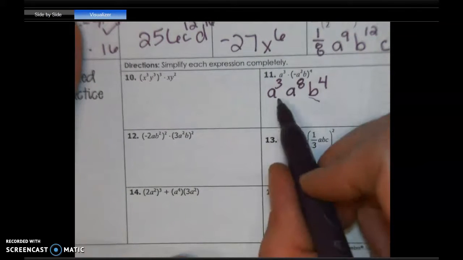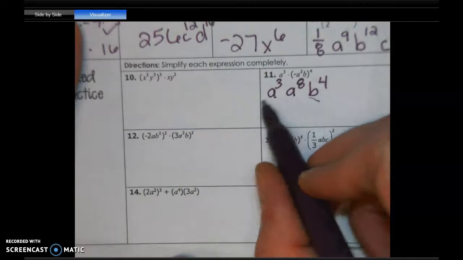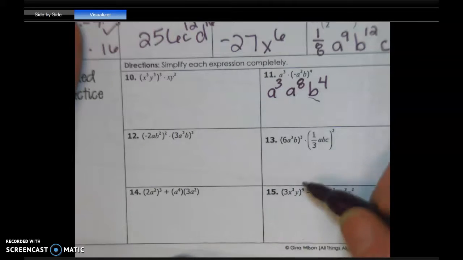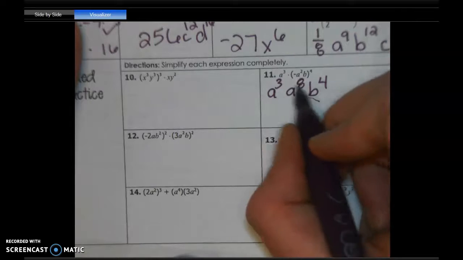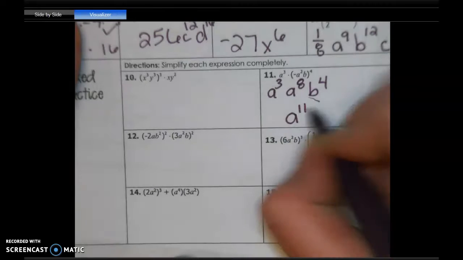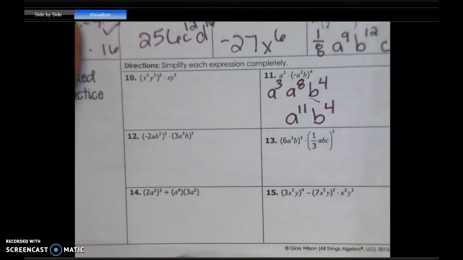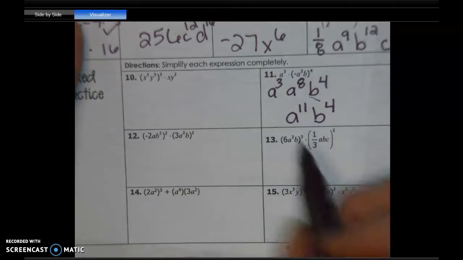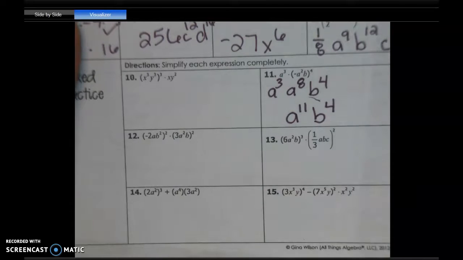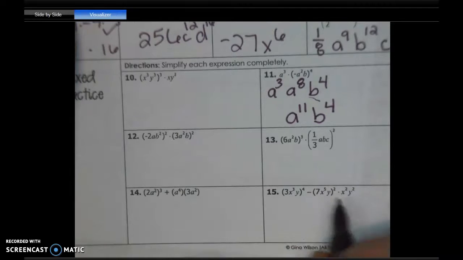Okay? Now I got to do step 2. Oops. So I got to combine these. Well, they're multiplying, so we're going to use the product rule from the other day, and I'm going to add those two. So I get A11, B4. You only multiply when you're raising it to the power. This is just plain old multiplication.